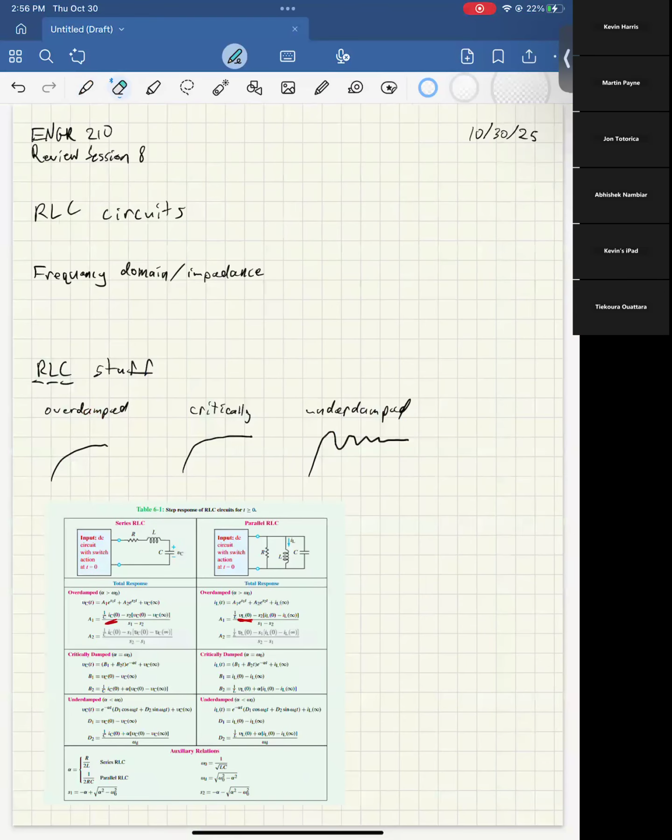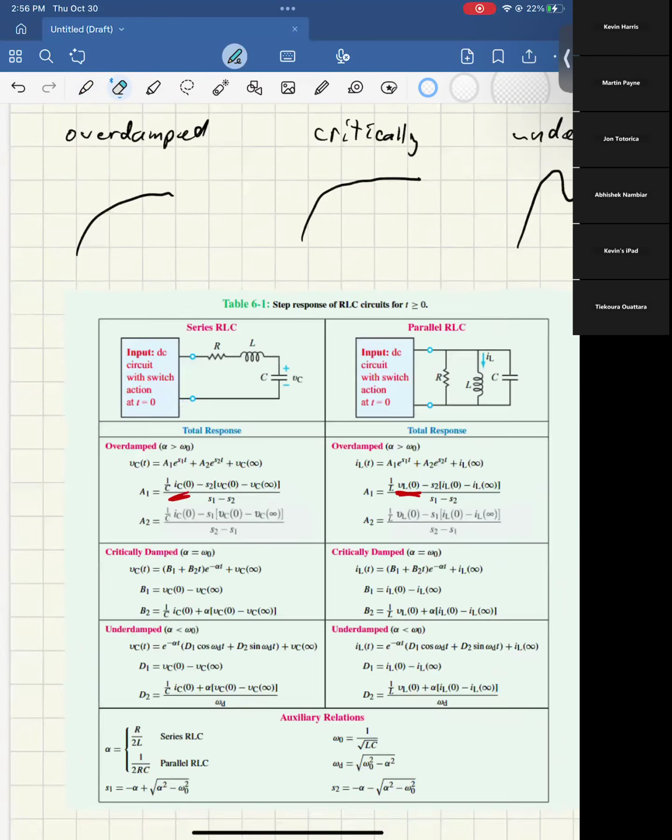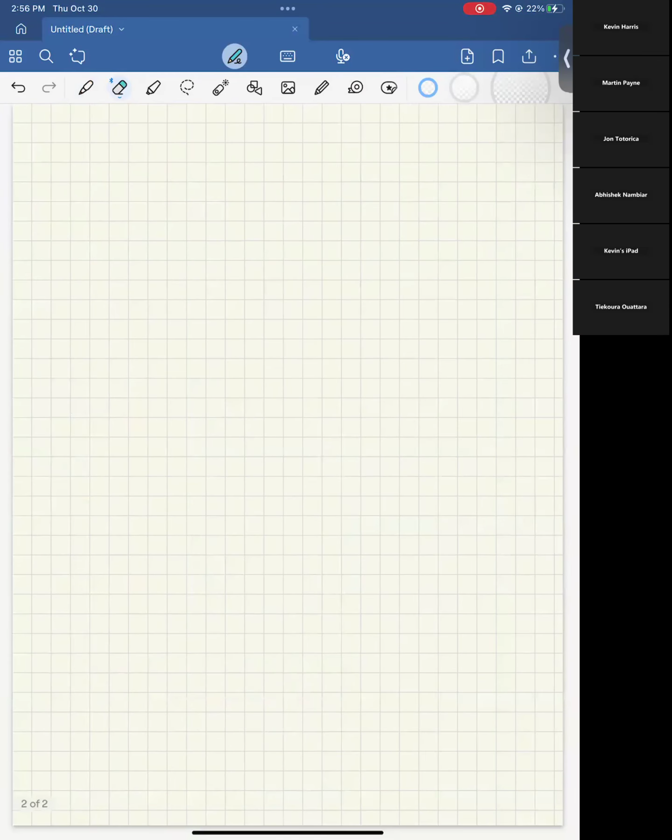So that's that. I will go over examples of this, but really it's just plug and chug. It's just annoying and takes a while. Okay, next up, I will talk about the impedance and frequency domain.